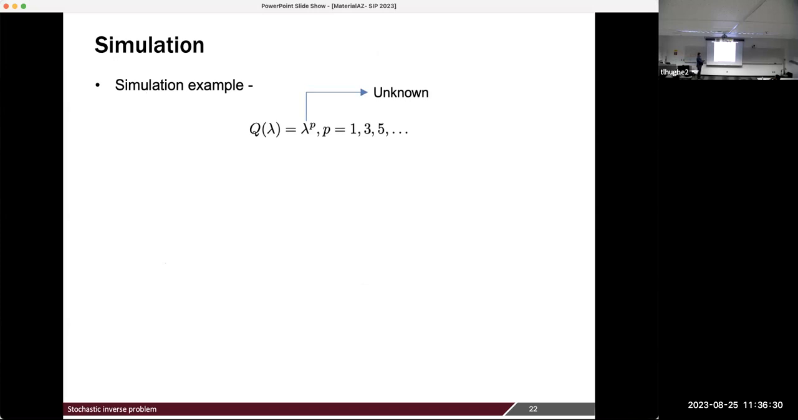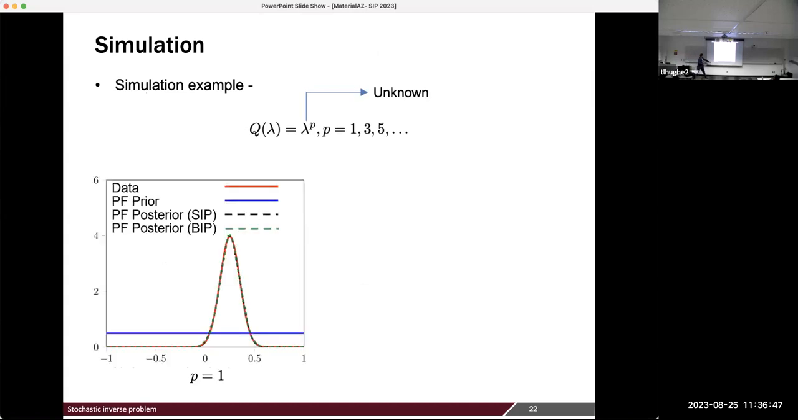Let's say our model is lambda raised to the power p, and we don't know this model. We only observe q of lambda. Okay, p is a parameter that is given to us. We want to figure out what this lambda is. So let's click p equals 1, so it's a linear model, very simple. Prior could be anything. In this case, we are using a very simple uniform prior. A uniform prior basically says that we have no idea what the system is.